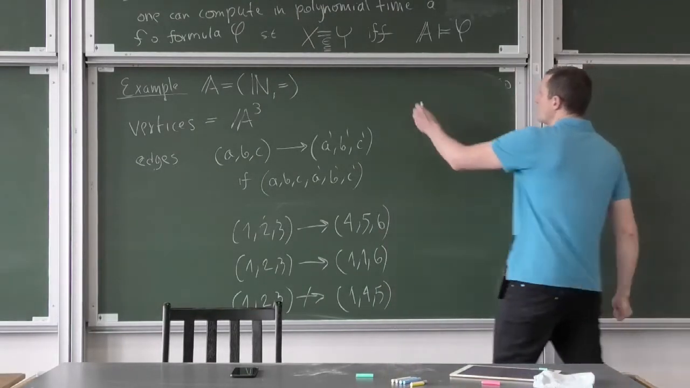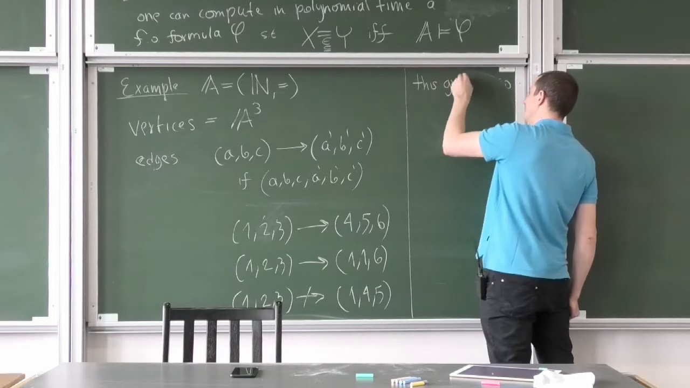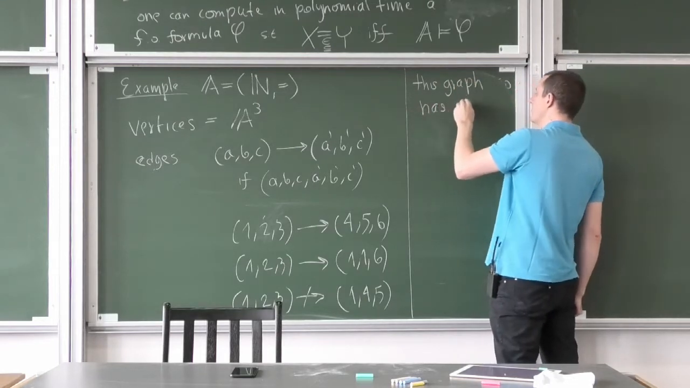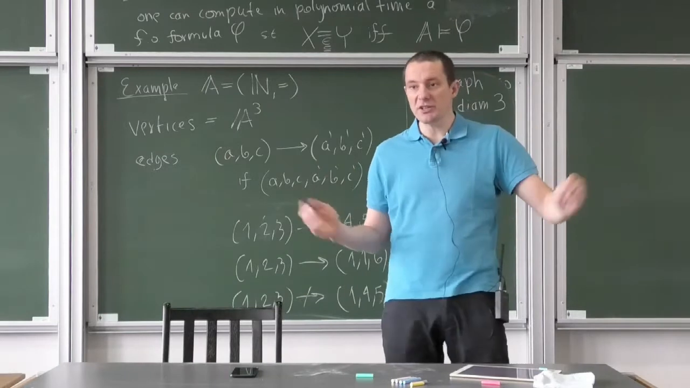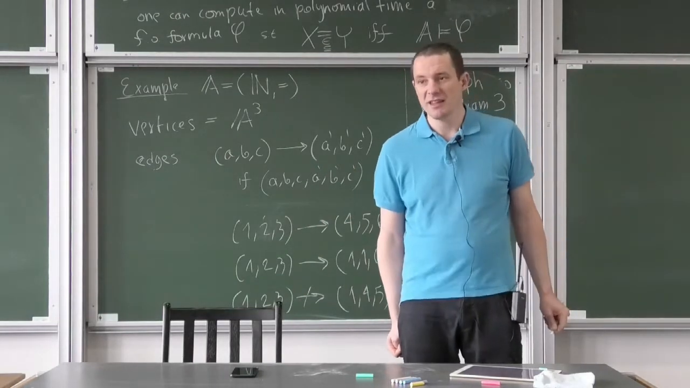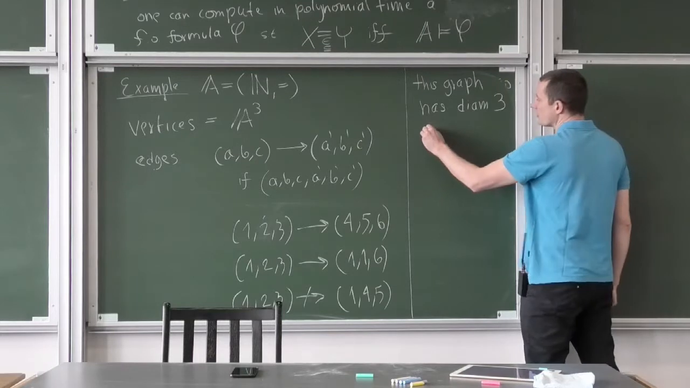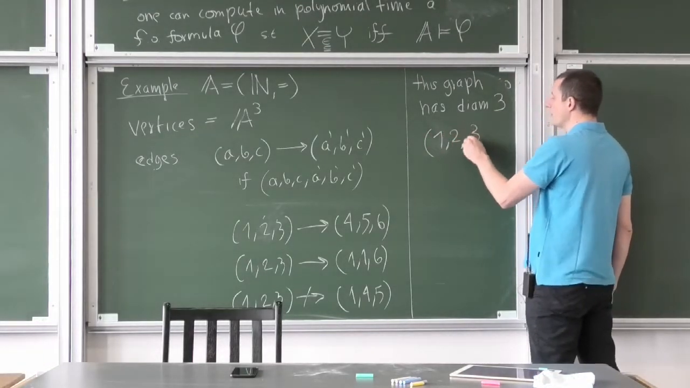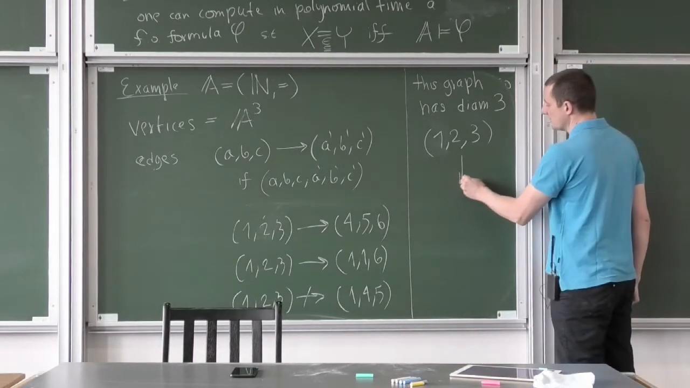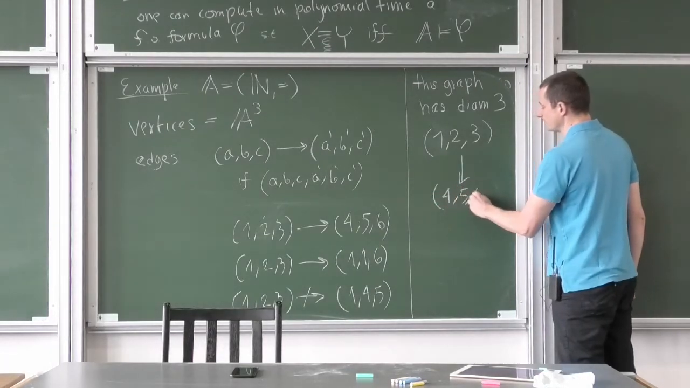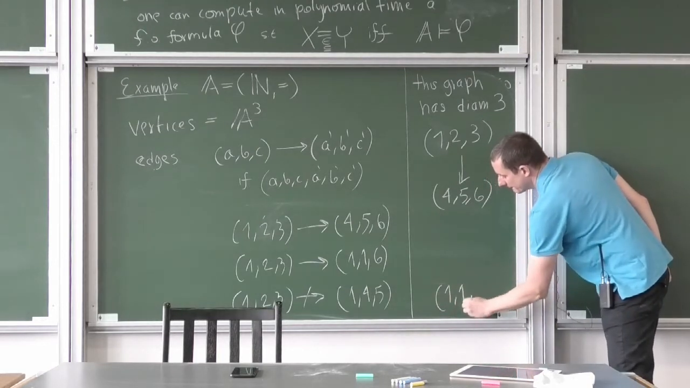But let me make the following statement. This graph has diameter 3, which means not only is it connected, but you can go from every vertex to every other vertex by using at most 3 edges. I'm not sure if 3 is the right number, but it's something like that. So let's say I want to go from 1, 2, 3 to somewhere. Then the first step I do is I go to some completely fresh vertex. And let's say, for example, I want to go to 1, 1, 2.